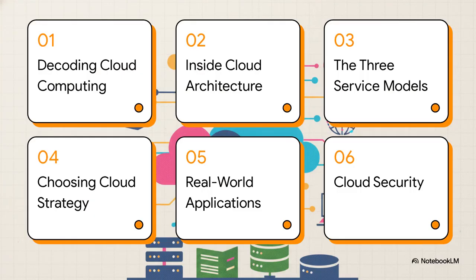Here's our quick roadmap for the journey today. First, decoding cloud computing. Second, inside cloud architecture. Third, the 3 service models. Fourth, choosing your cloud strategy. Fifth, real-world applications. And finally, number 6, cloud security.